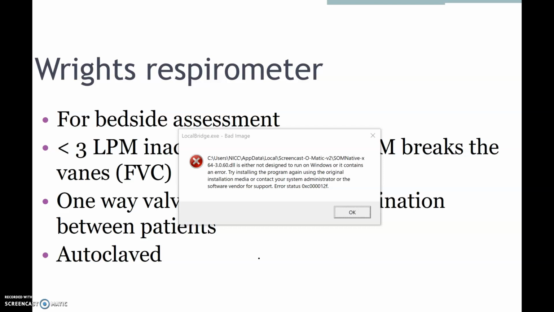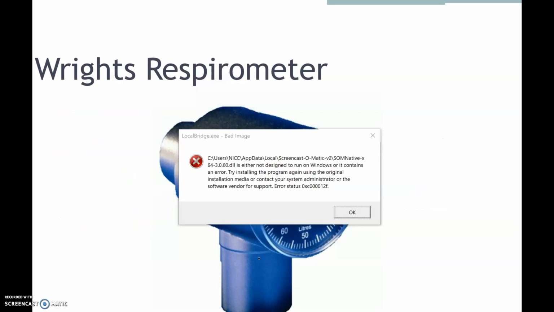You may also hear a Wright's respirometer referred to as a vane respirometer. And this is kind of a picture of what it looks like. And you can see a picture in your PowerPoints in your mod. And again, we will get that out in the lab when we are able to get back to campus.